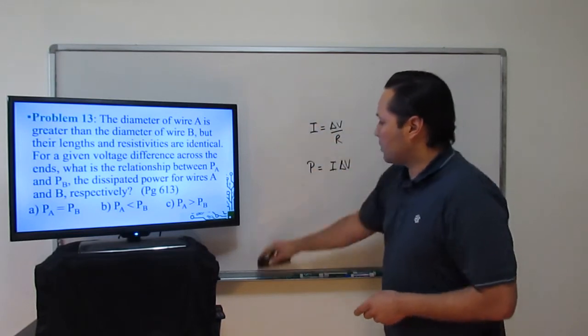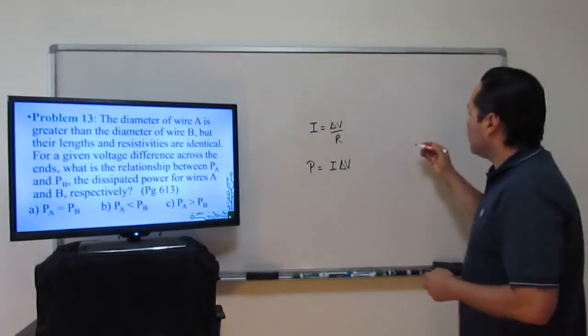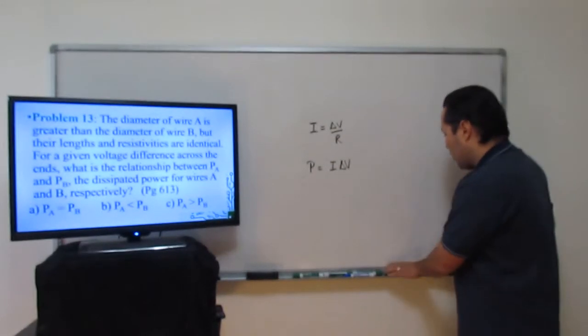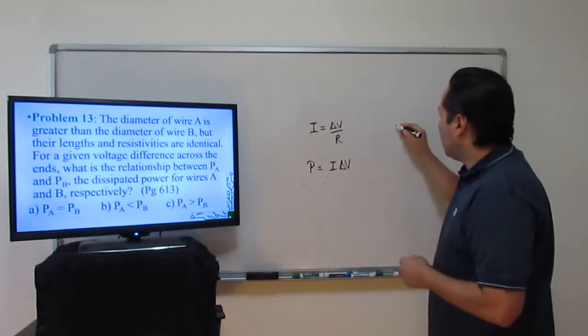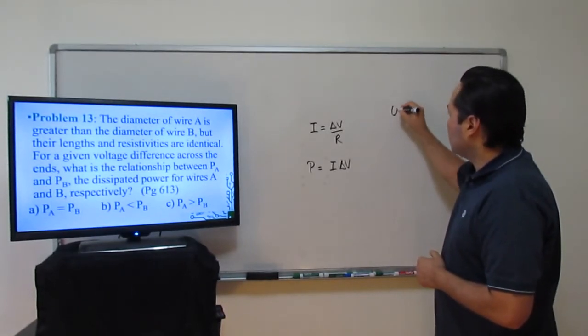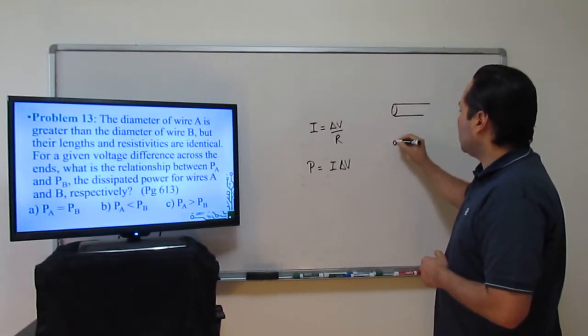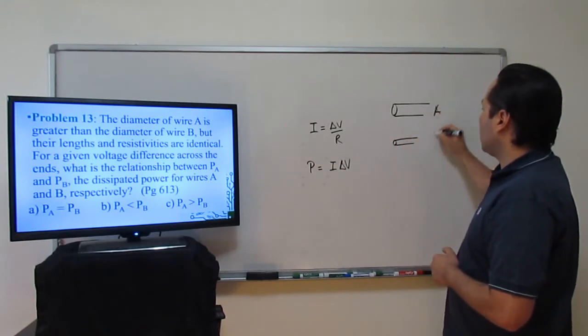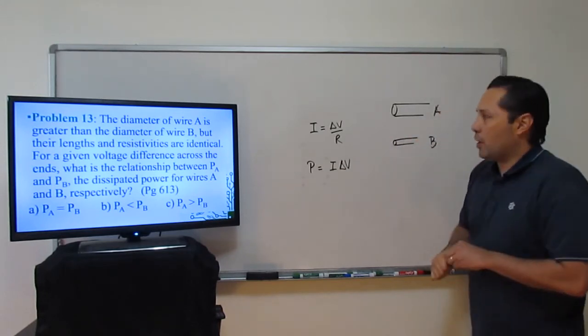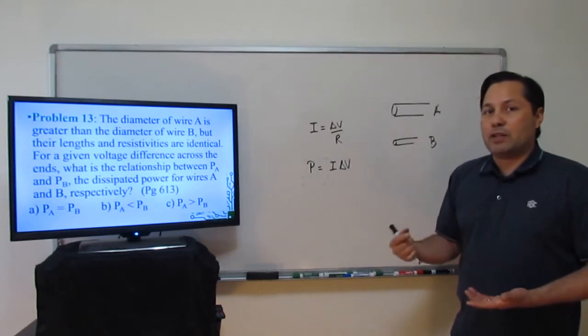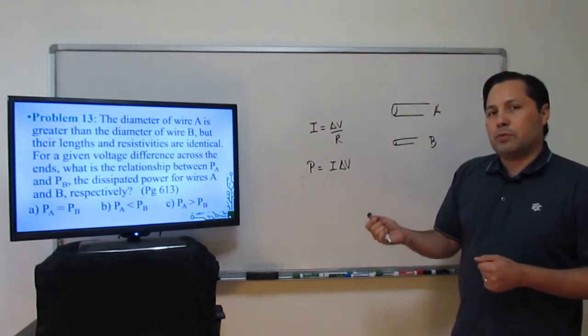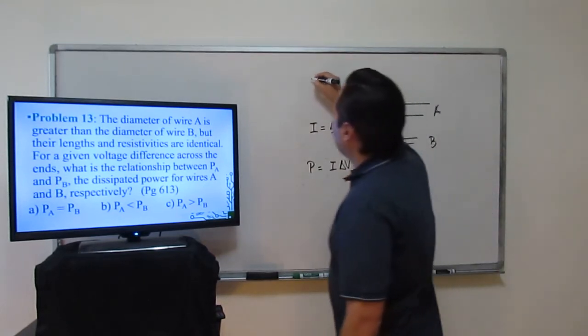So everything is the same except for the area of the wire. So I'm going to go ahead and draw these two wires. A is much larger than B. We're going to call this one A and this one B. So how does the diameter affect the resistance? We're going to start there.